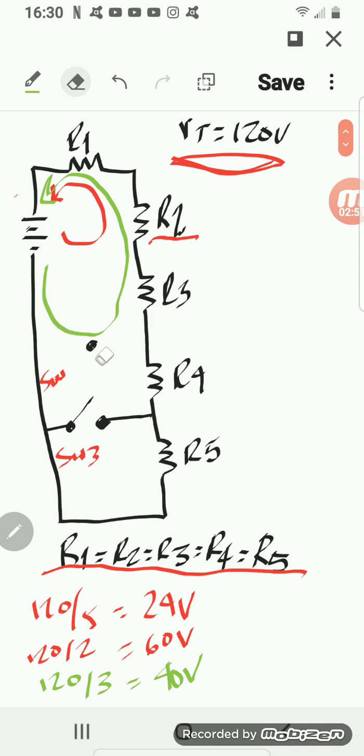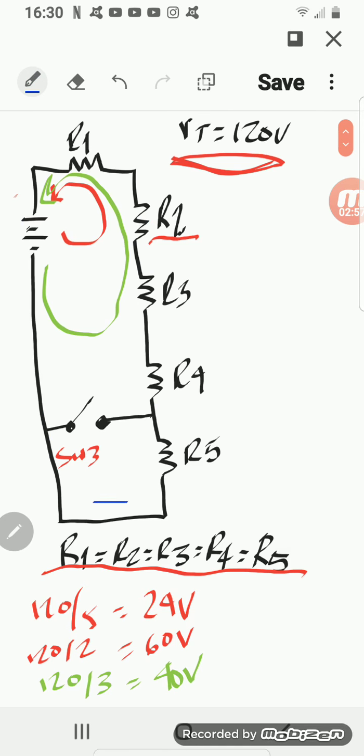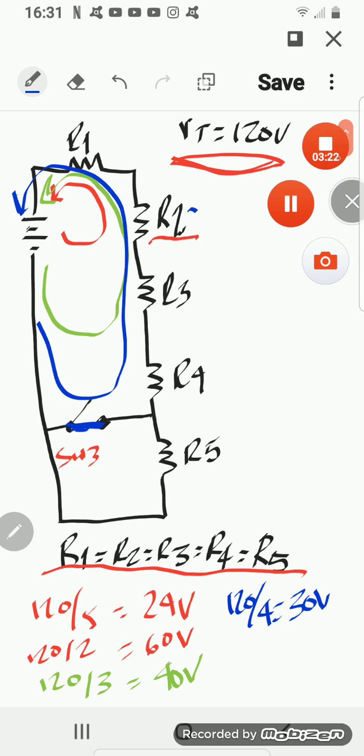And then our last problem here is when switch 3 is closed. So we're going to close switch 3, and then current goes through 4 resistors in this case. And so we have 120 divided by 4. That's going to be a voltage drop of 30 volts on each resistor. And in this case, resistor 2 would be 30 volts. We'll see this on the test.